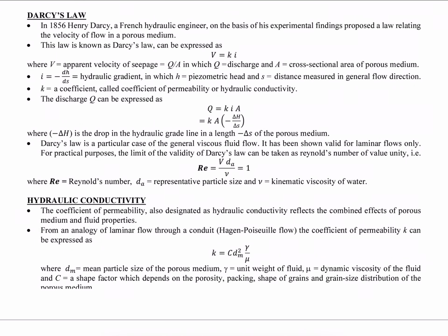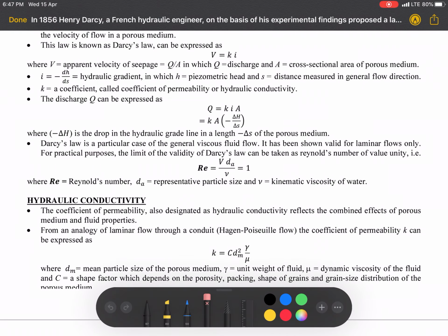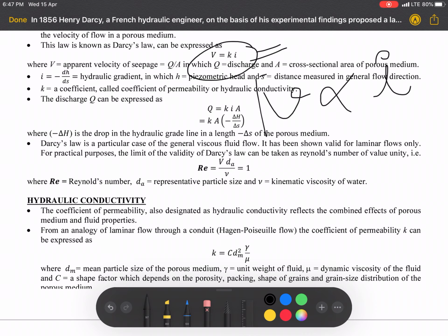So what is Darcy's law actually? This I think I have told in the introduction. It is a law which correlates the velocity and the hydraulic gradient. Actually this law states that V is proportional to I. So the higher the head loss, the higher will be the velocity.